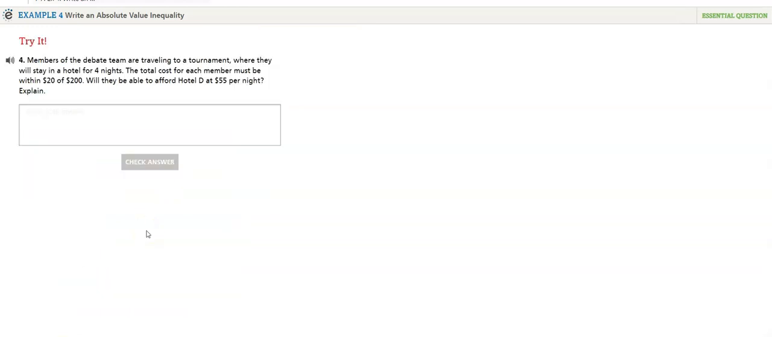All right, so here's where you get to try it on your own. So we have the same type of question. Members of a debate team are traveling. They are also staying for 4 nights in the hotel room. But this time, the total cost for each member must be within $20 of $200. See if you can write that absolute value inequality. And then check, could they afford Hotel D at $55 per night and explain why or why not.